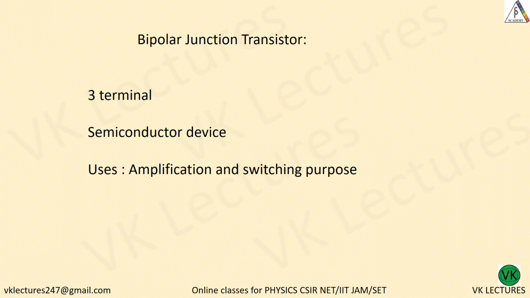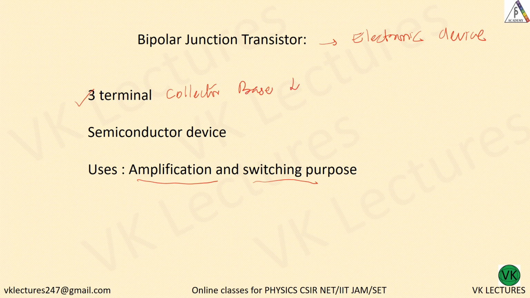So bipolar junction transistor, it's an electronic device, mainly used for amplification and switching purpose. It has got three terminals. The terminals are called collector, base, and emitter. Only for bipolar junction transistor, you call it as BJT.